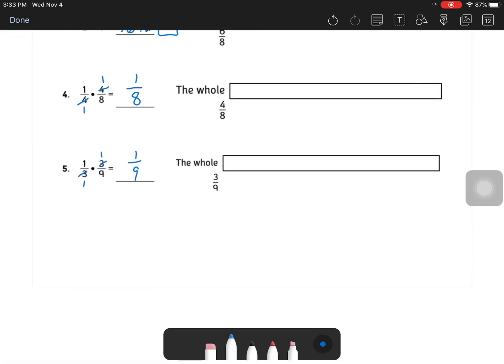Okay, so that's multiplying fractions and putting them in their simplest form. And don't forget this trick. If you have the same number top and bottom, you can cross those numbers out, make them 1s, and then just multiply straight across. Okay?